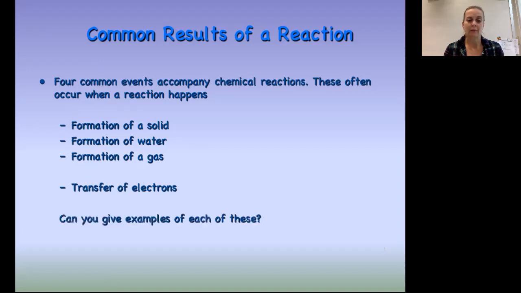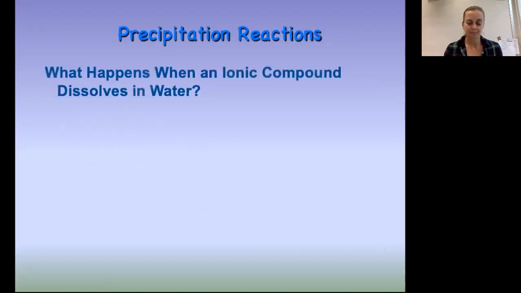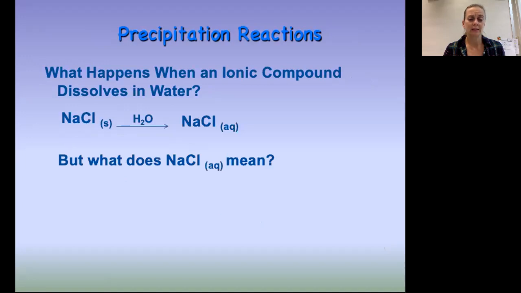But before we can jump into that, we really need to think about what it means when an ionic compound dissolves in water. So let's take sodium chloride as an example, because that's a really familiar ionic compound for us. When we put it into water, it actually dissociates. We write this as solid NaCl, and water forms aqueous NaCl.